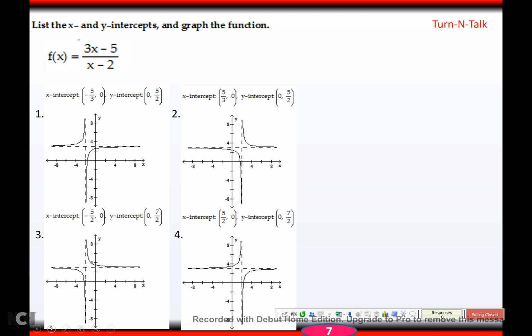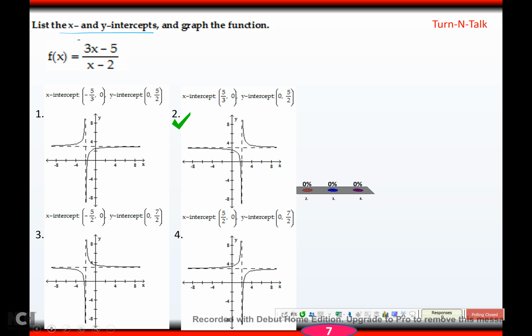Alright, so you do this one. They want the x and y intercepts, and then graph the function. Hit pause, come back when you're ready. And hopefully you got 2.